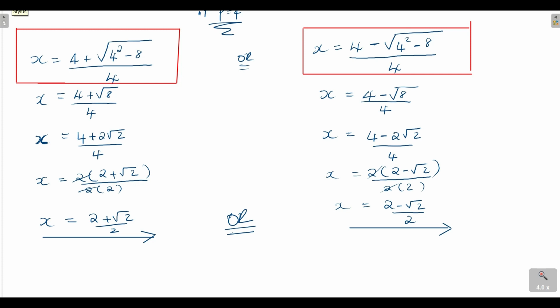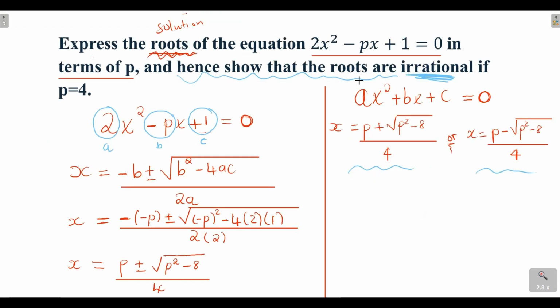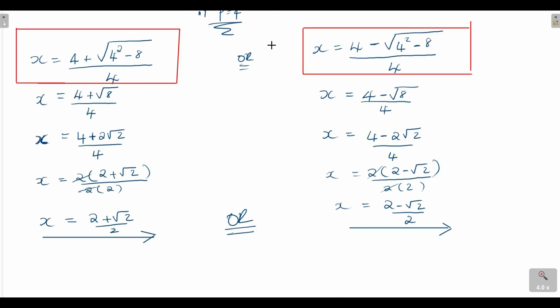Okay, that is basically where our function cuts the x-axis. That is where our function is equal to 0. And then from here, the question goes on to ask us to show that these roots are irrational. Okay, guys, what is an irrational number?